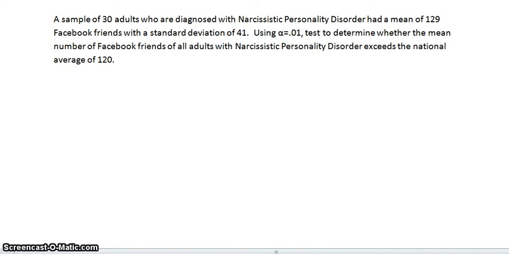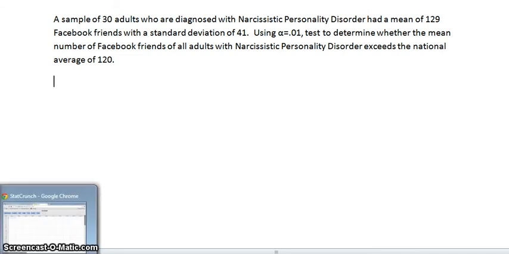So for this first example, we have a sample of 30 adults with narcissistic personality disorder, and we suppose they have a mean of 129 Facebook friends with a standard deviation of 41. And we want to test whether their mean exceeds the national average of 120. And by the way, I just made up those numbers, so I don't know if that's the national average or not. So we got StatCrunch.